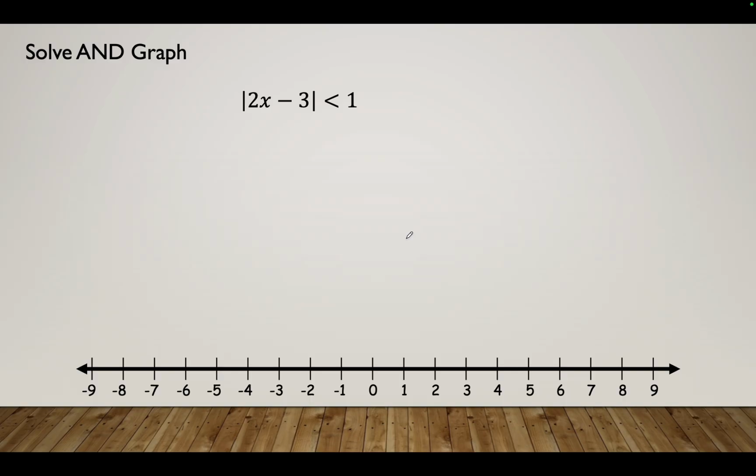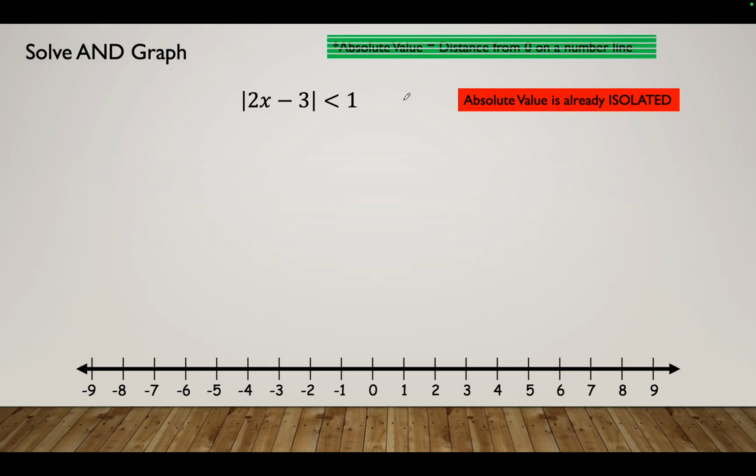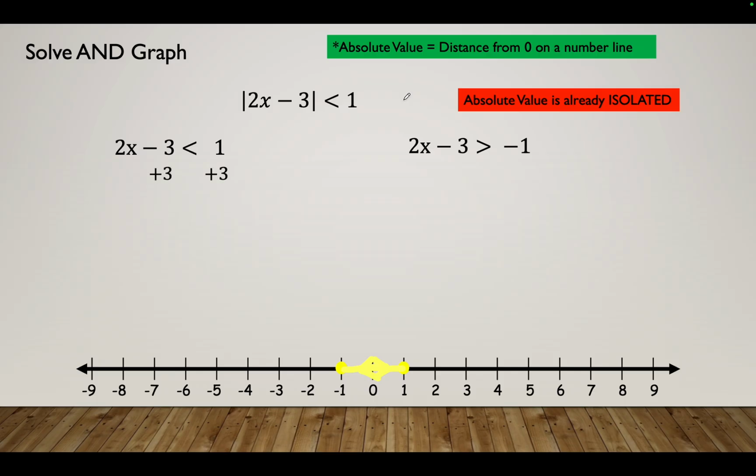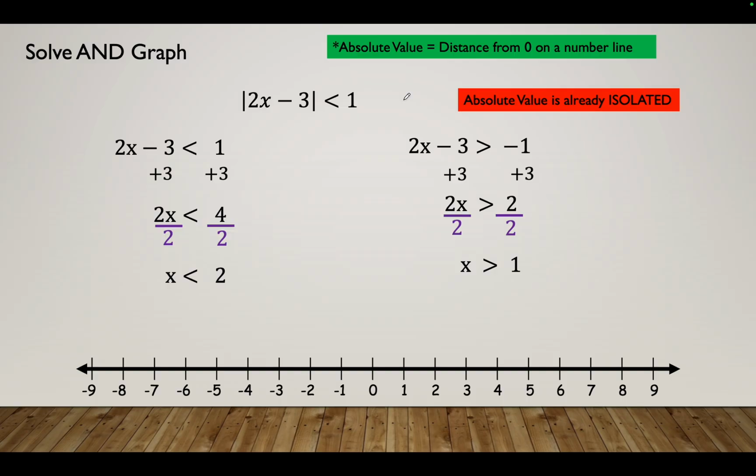If we're solving inequalities, this is going to be the same as our equation, but notice how it's less than 1. Absolute value is already isolated, so we're going to go just like we did with the equation. 2x minus 3 is less than 1, and we're going to have to say 2x minus 3 is greater than negative 1. We solve each one. Add 3, divide by 2, so we get x is less than 2. Add 3 to both sides, divide by 2, and we get x is greater than 1.